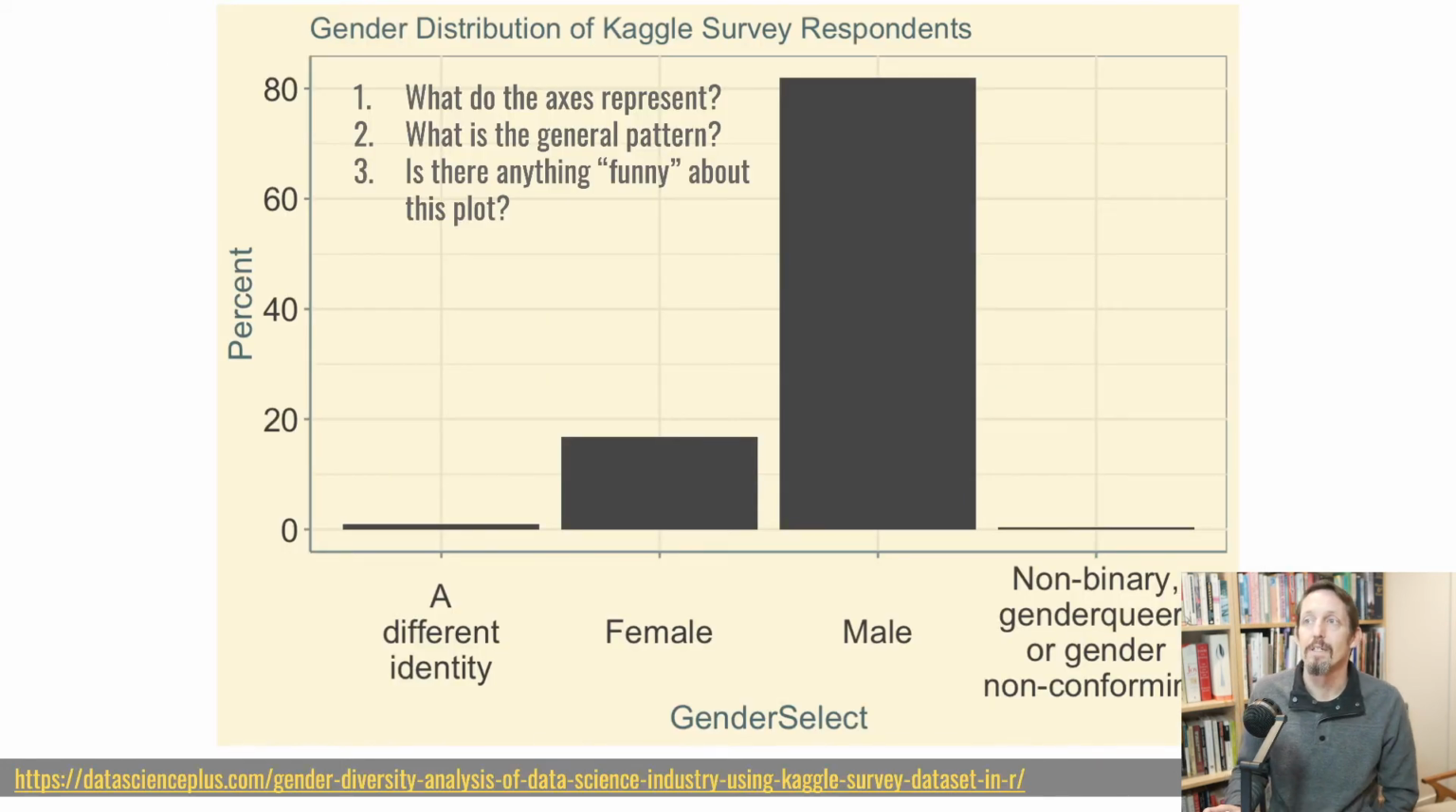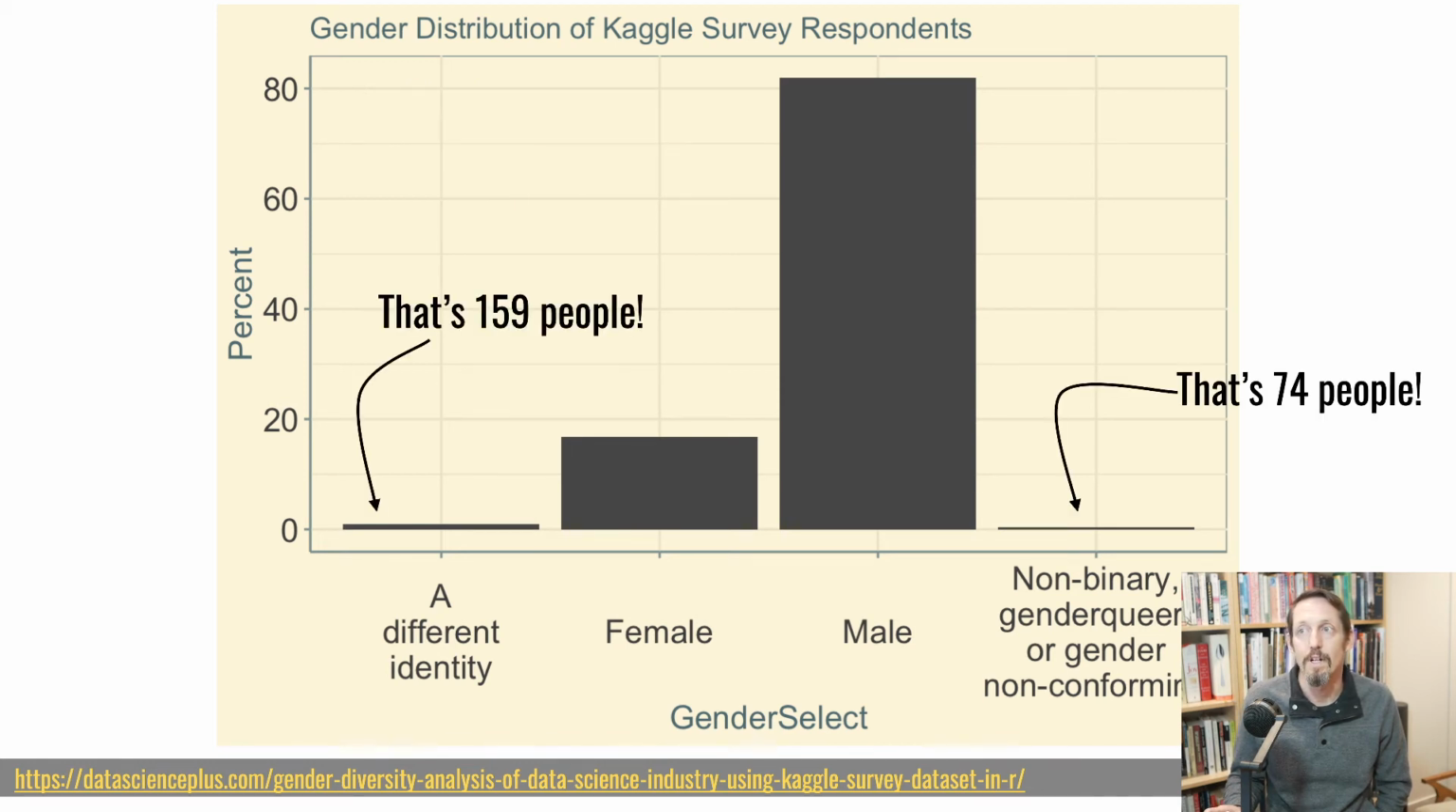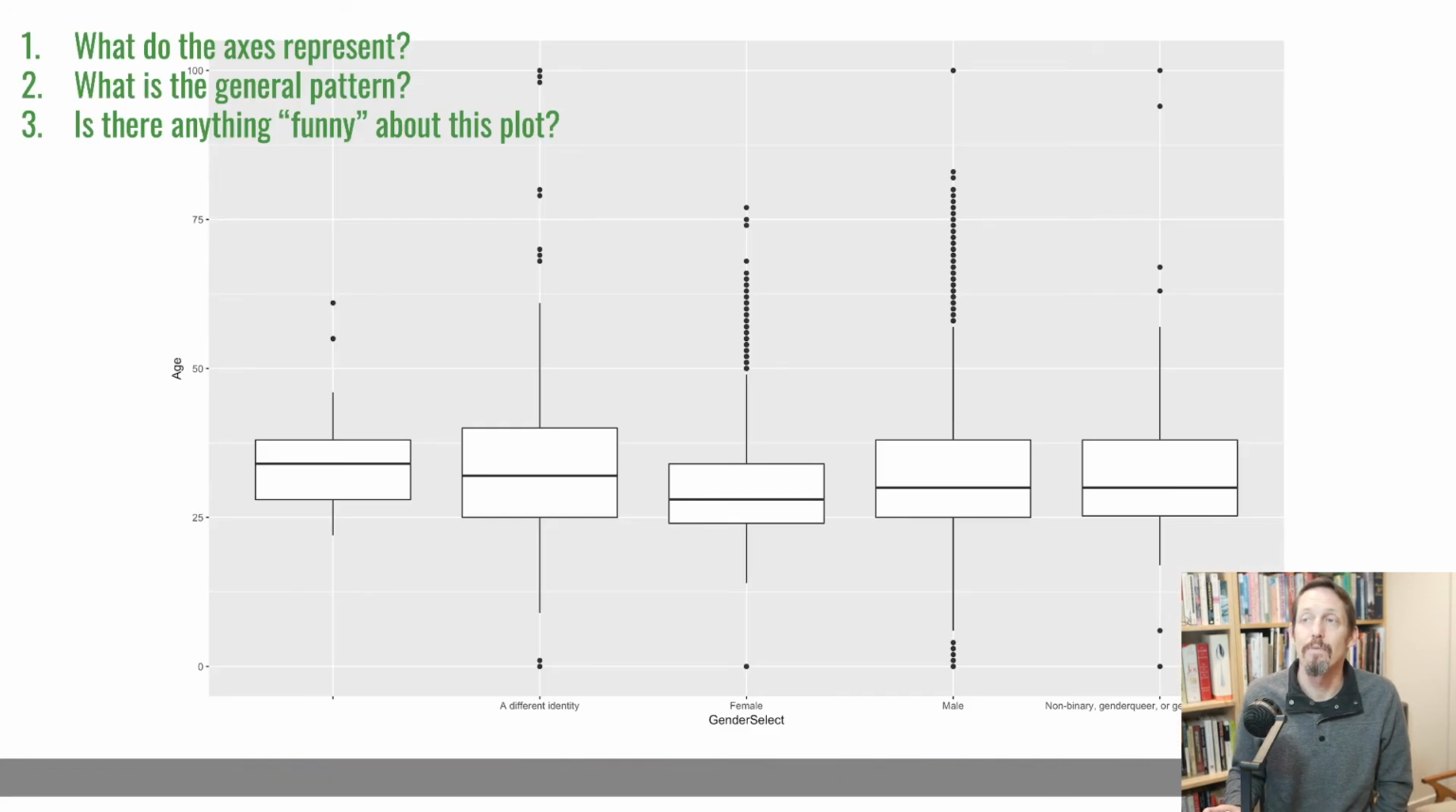Okay. What about this? So what's funny about that? I don't mean the labels. I mean, is there anything weird? Do you think there's any relationship maybe between different identity and non-binary? It's possible. We don't really know. Okay. Now, what does a plot like this mean? What is it telling us?